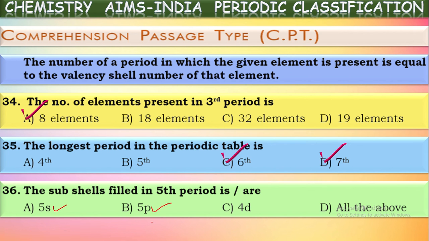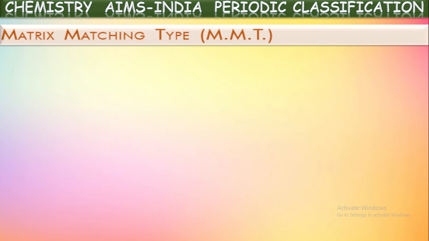If we come to the middle of the periodic table, that is D block elements, for them the D subshell will be filled in the penultimate shell. Penultimate shell means last but one shell. So for them, the outermost shell will be the fifth shell and the last but one shell will be the fourth shell. So in the fourth shell, the D subshell will be filled for D block elements. Okay, so 5s, 5p, 4d. These three will be filled in the fifth period. Right.